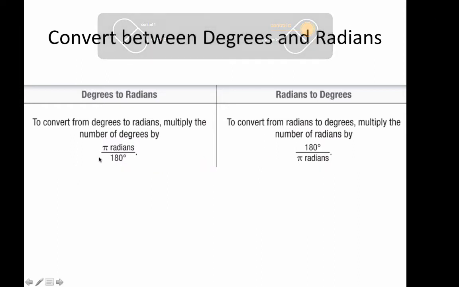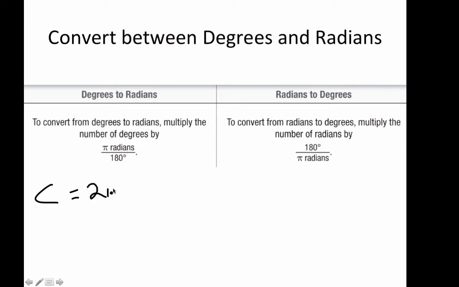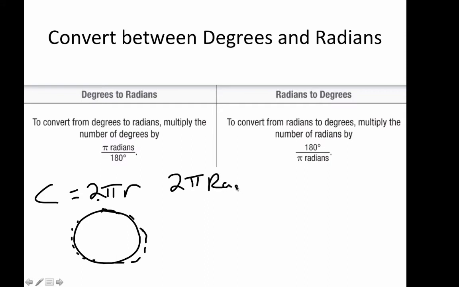Okay. Now, where does this 180 degrees and pi radians come into play? Well, if you think about all the way around a circle, all the way around a circle is 2 pi r. That's the circumference of a circle. And if you think about what are we doing here? 2 pi times the radius. 2 pi radiuses. That means all the way around the circle, traveling around the outside of the circle, will be 2 pi radians. So the full turn, 2 pi radians, is going to be equal to 360 degrees.